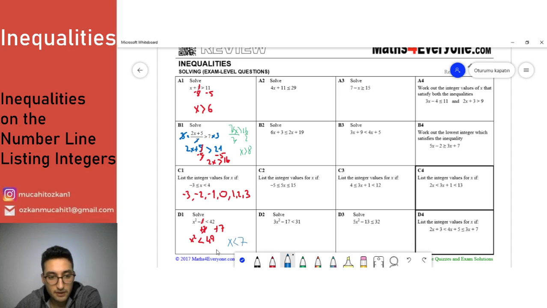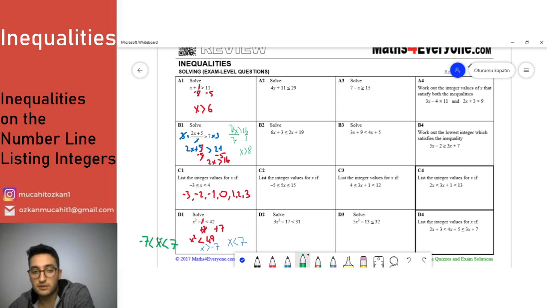and x is greater than -7. So if you put them together, x is between 7 and -7. If that sign was less than or equal to, then I would use the same sign. Whatever that sign is, I have to use the same sign in the answer.